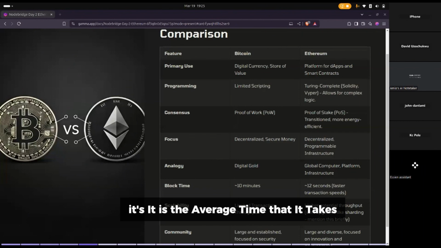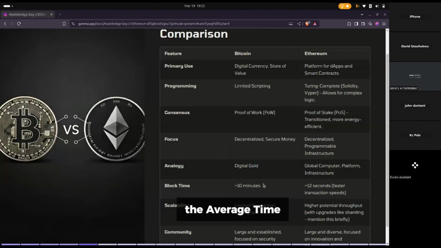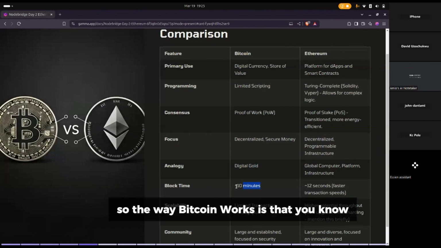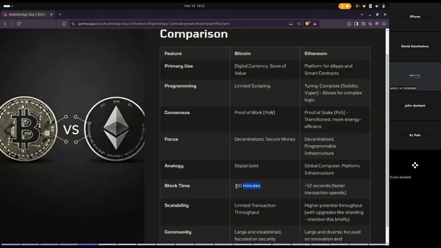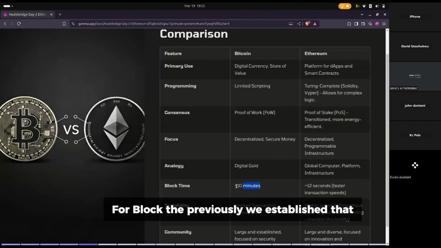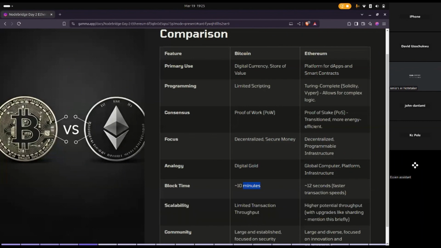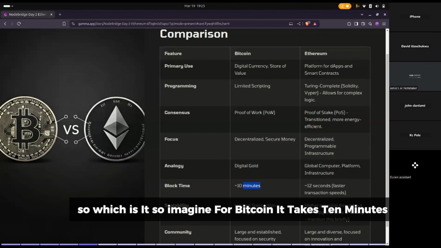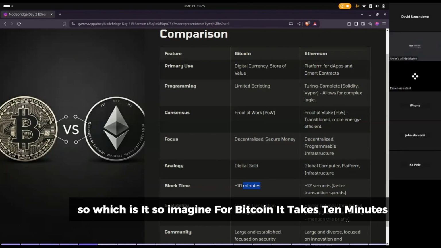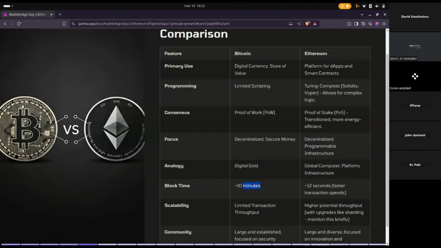It is the average time that it takes to create a new block on the blockchain, which for Bitcoin is the average time. So the way Bitcoin works is that, for you to create a block, you need transactions. Imagine for Bitcoin, it takes 10 minutes to do that. But on Ethereum, it is just 12 seconds.